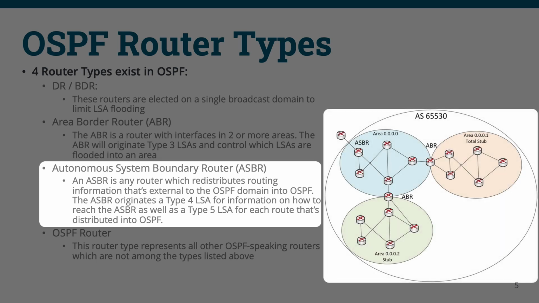In our diagram, we see that we have a single ASBR located in Area 0. This ASBR is connected to a router which is not a member of the OSPF domain pictured, and the ASBR is distributing the external routing information into its OSPF domain.